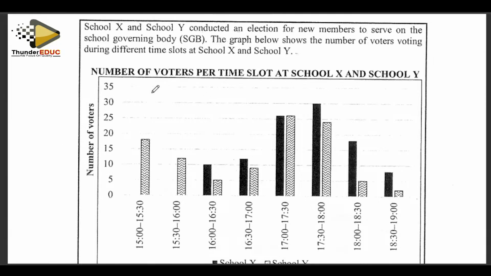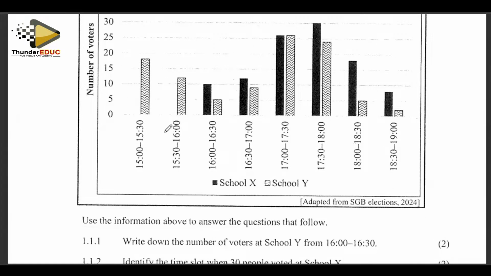All right, let's look at question number 1. Question number 1, school X and Y conducted an election for new members to serve on the school governing body. The graph below shows the number of voters voting during the different time slots at school X and Y. And here we have the graph. These were the times and these were the numbers.